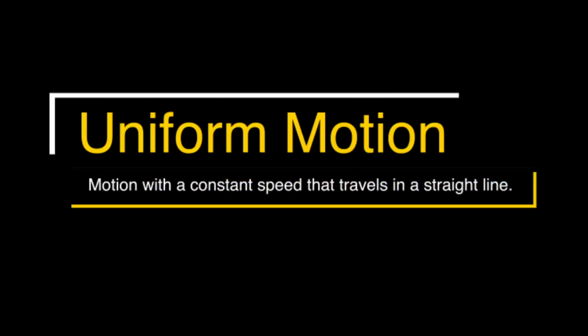But today we got to start our lesson with a type of motion that is rarely seen ever in nature because it's really hard to do by anything. That is called uniform motion. Uniform motion is motion with a constant speed that travels in a straight line.